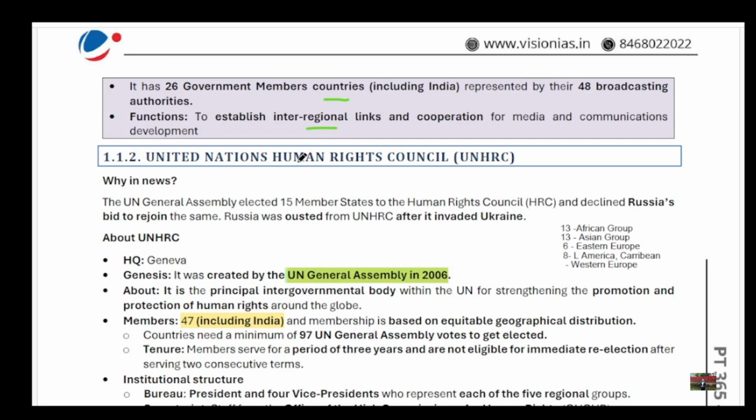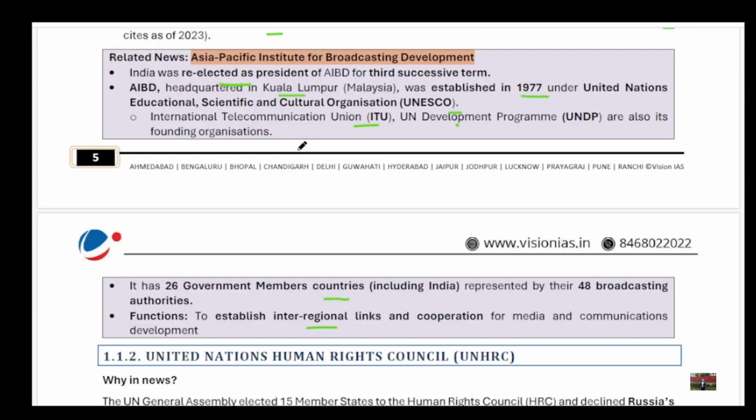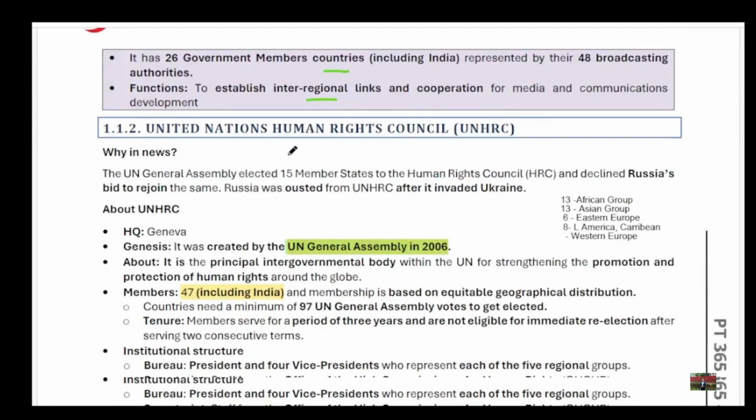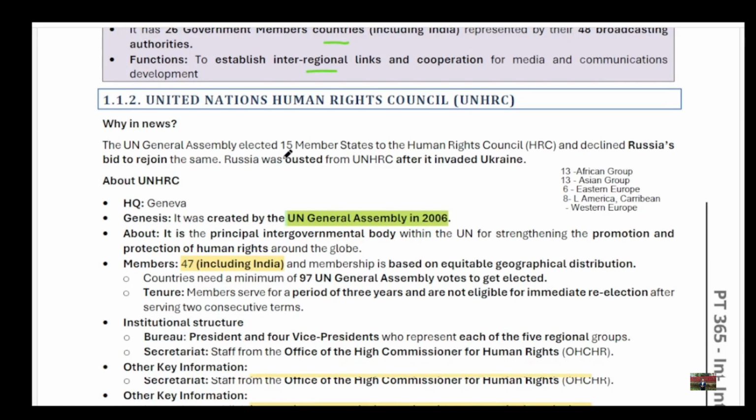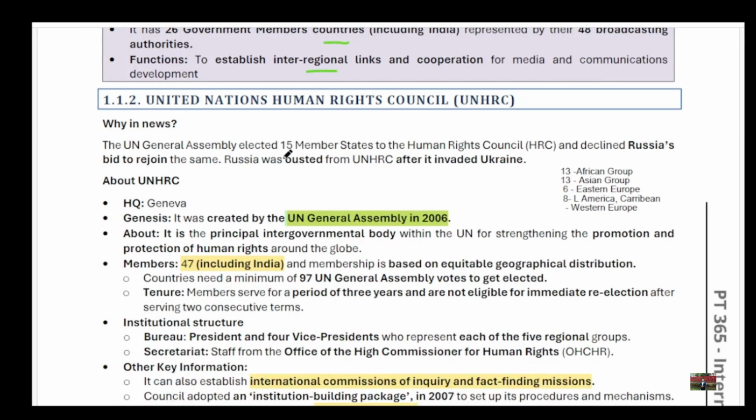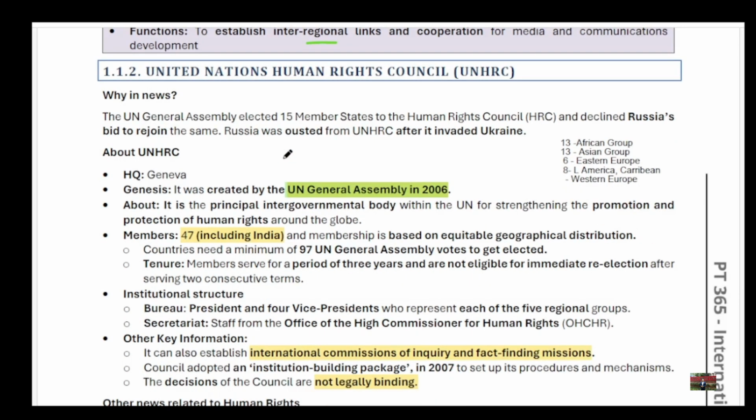So this is all about UNESCO, and one of the initiatives of UNESCO, that is the Asia Pacific Institute for Broadcasting Development, AIBD. The next important arm of the United Nations is the United Nations Human Rights Council. Again, very, very important. There has been a question asked in the prelims examination related to UNHRC as well. So what is the news recently?